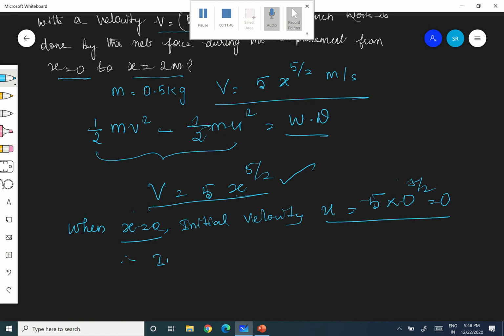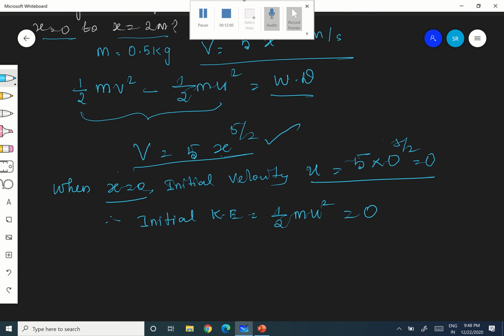Therefore, what is the initial kinetic energy? Initial kinetic energy is nothing but half m u squared, that is equal to 0. Okay, done. Now you have to find out the final kinetic energy. When x is equal to 2 meter, what is the kinetic energy? Now the kinetic energy is the final kinetic energy.